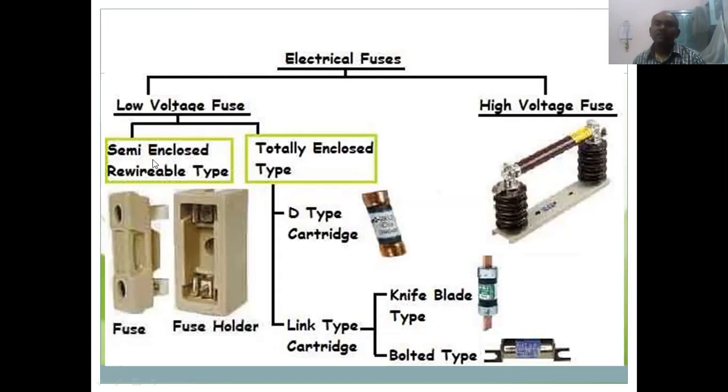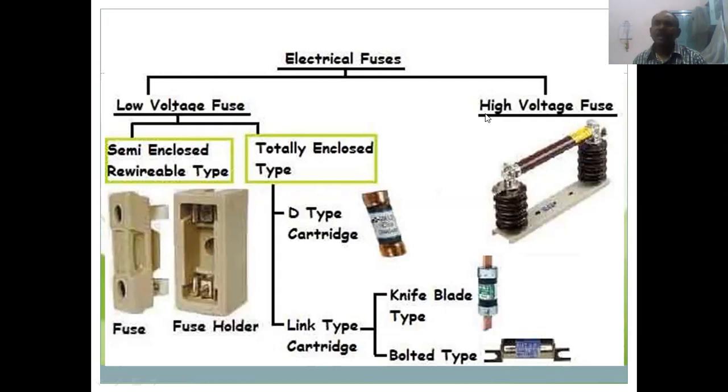Here, open fuses are generally used in distribution transformers, link mounted, or where there is a distribution box. You can observe the open type fuses. Here is a semi-enclosed or rewirable fuse and a totally enclosed type fuse. The D type cartridge fuses and the link type cartridge fuses. So how are we going to connect the two terminals? It's a knife blade type, by inserting, and this switch is connected here. It's a bolted tab. Here is a nut, here is a bolt, provided in fixed conditions. These are based on the applications.